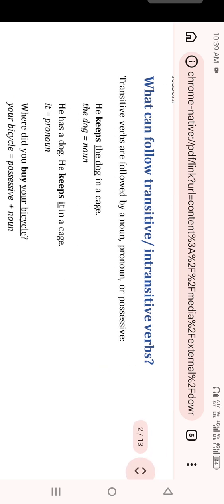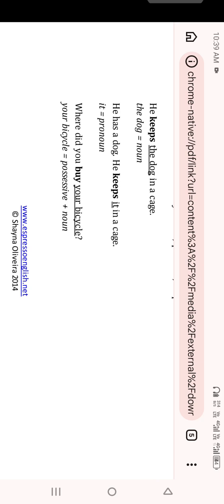So what can follow transitive or intransitive verbs? Transitive verbs are followed by a noun, pronoun, or possessive. For example, he keeps the dog in a cage. So here keeps is a transitive verb because it takes the object, that is the noun dog. He has a dog. He keeps it in a cage. So here keeps is a transitive verb and it needs an object to complete its sense, and here the object is the pronoun it.